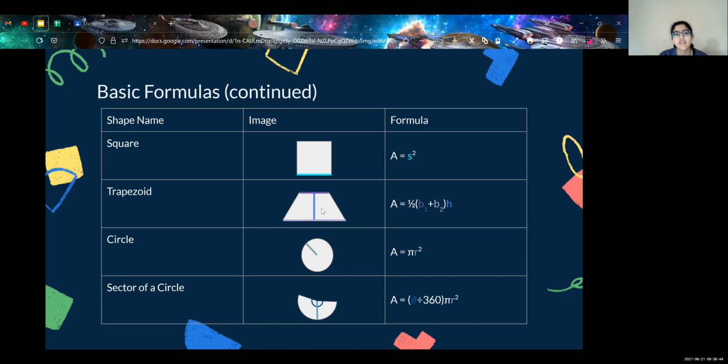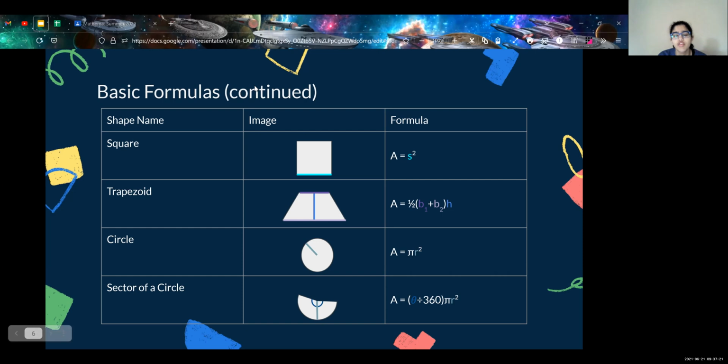Then for a trapezoid, it's the average of the bases multiplied by the height. The reason it's the average of the bases is because if you chop this little triangle off on the right, or the triangle on the left, and put it to the other side, you'll get a rectangle whose side length is the height, and whose other side length is the average of the 2 bases. And that is why.